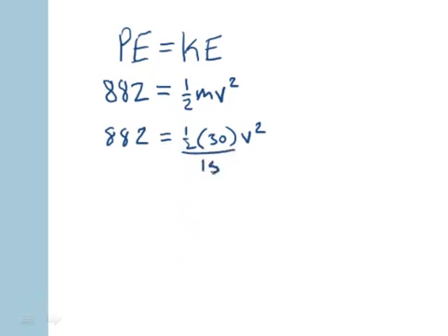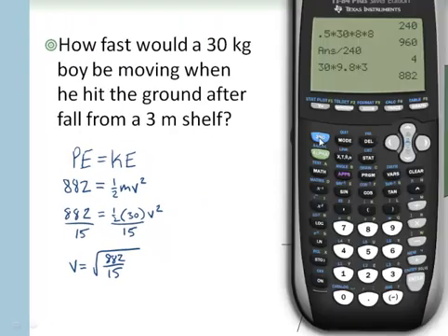And so let's divide both sides of this equation by 15 and then take the square root. V will be the square root of 882 over 15. So square root 882 over 15, the closing parenthesis, and that's equal to 7.6 meters per second.